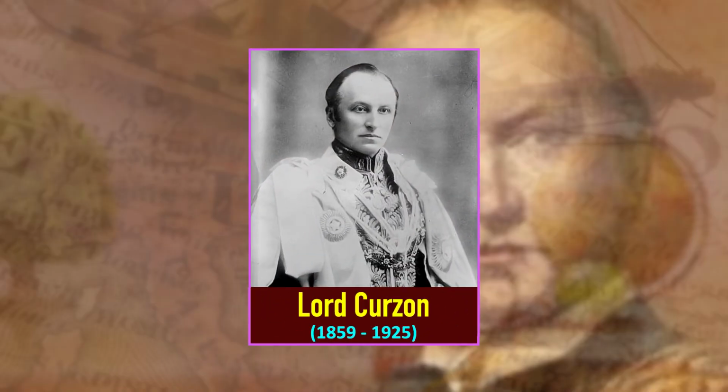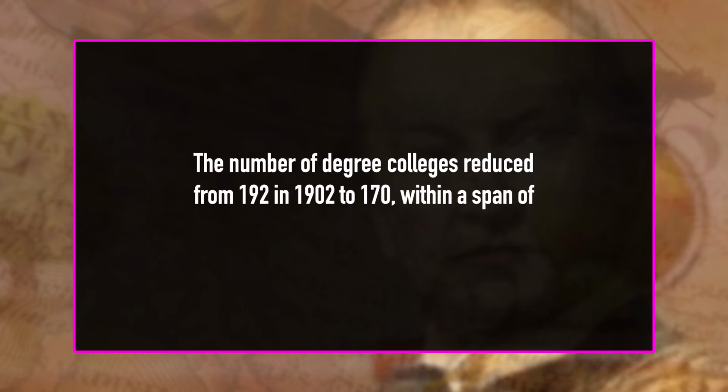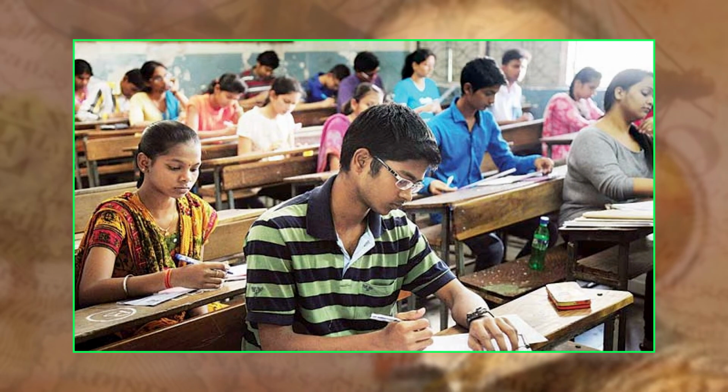Many private colleges had to close down because of the policy of shrinkage of higher education taken by Lord Curzon. The number of degree colleges reduced from 192 in 1902 to 170 within a span of 10 years. This received widespread criticism, but we cannot deny the fact that Curzon gave importance to improving the standard of the quality of higher education. The credit for initiating a university improvement campaign goes to him, and it was moving slowly but steadily towards its well-defined objectives.